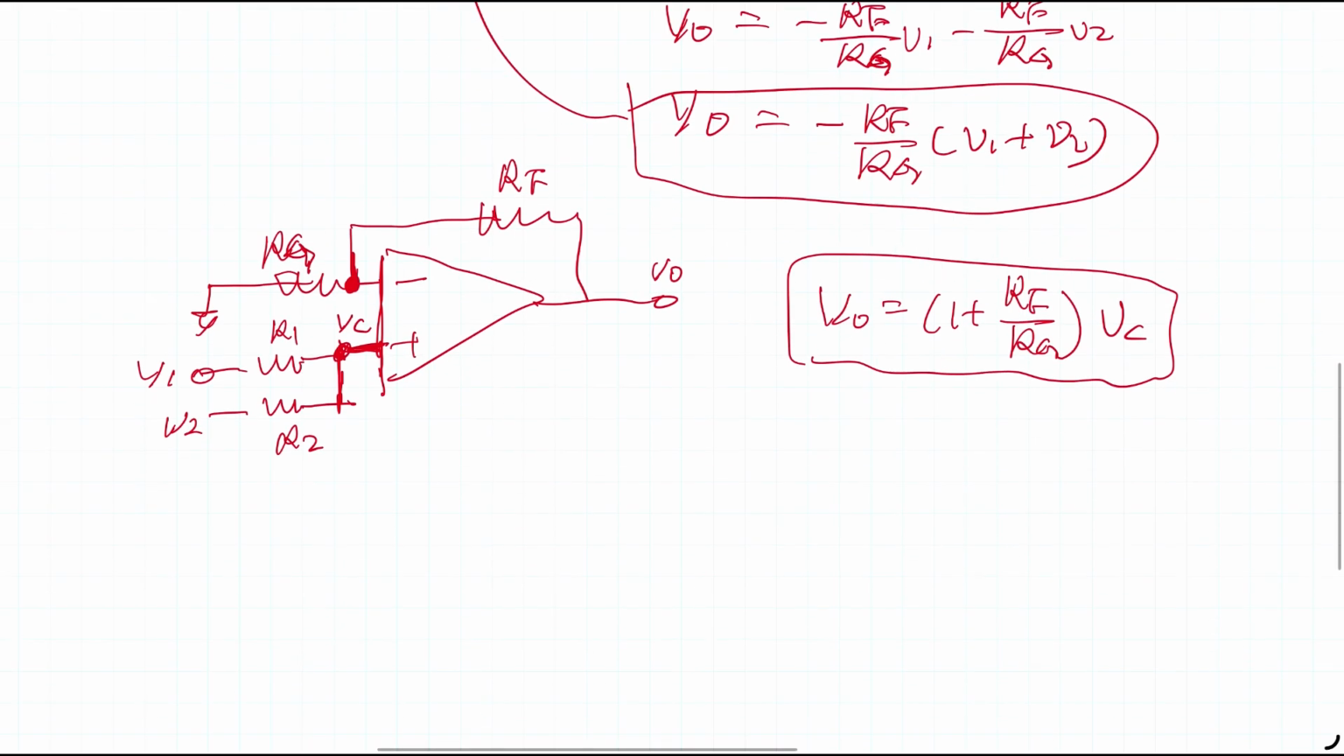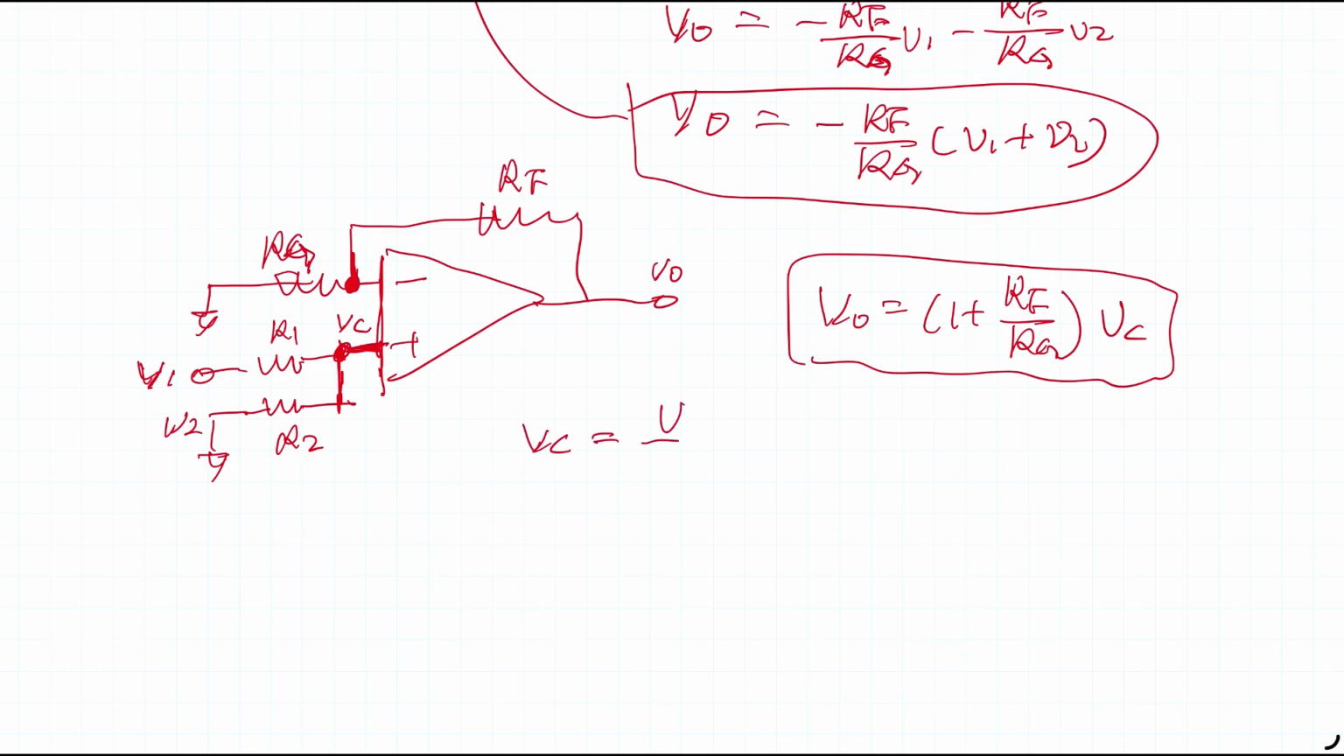Now let's look at the circuitry. Let's look at the impact from V1 first. In this case, we assume V2 is connected to the ground. If V2 is connected to ground, then V1 goes through R1 and R2 and forms a voltage divider, and VC in this case is equal to what?